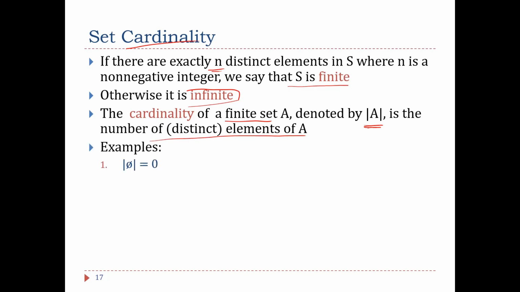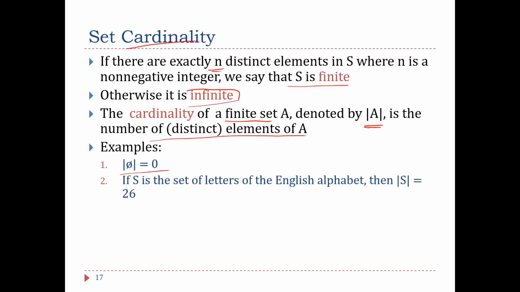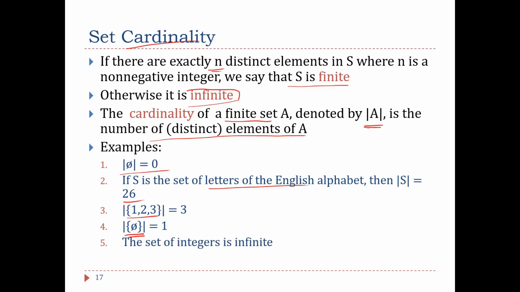Examples. The empty set has size 0 because it has no elements in it. If S is the set of letters in the English alphabet, then the size of S is equal to 26. And if your set is the set containing the elements 1 to 3, then the size of it is equal to 3. The size of the set containing the empty set is equal to 1 because it contains one element, which is the empty set. And the set of integers, of course, is infinite.